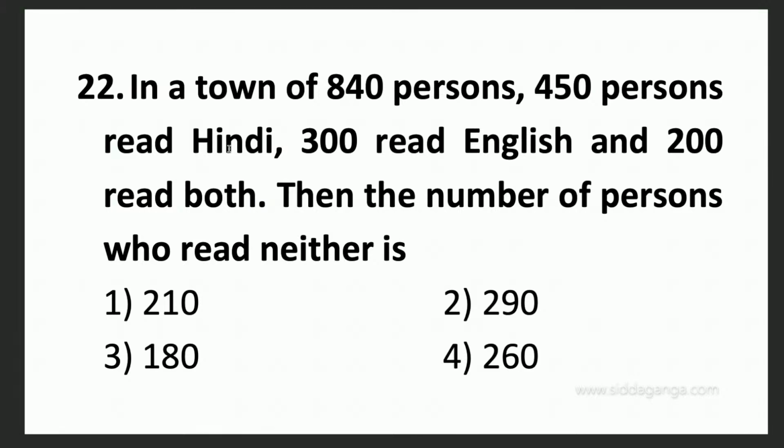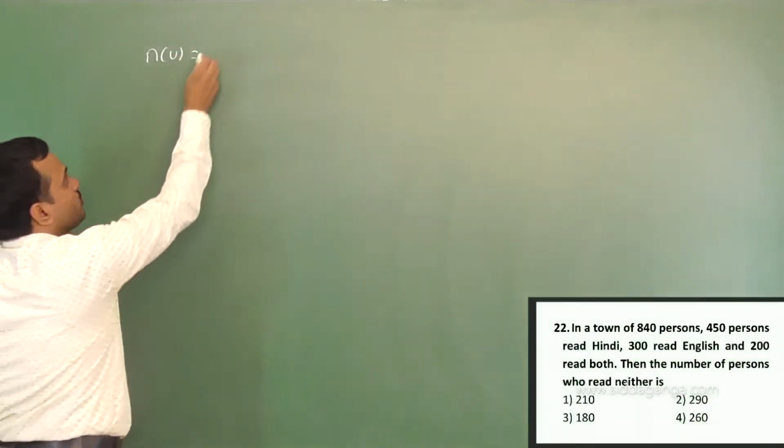In a town of 840 persons, 450 read Hindi, 300 read English, and 200 read both. Find the number of persons who read neither. Here also he has given n of U. n of U is equal to 840.